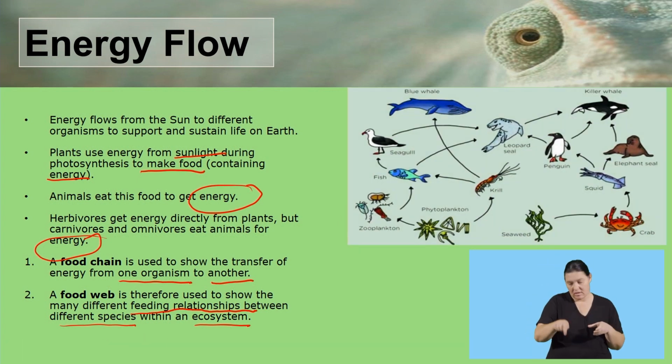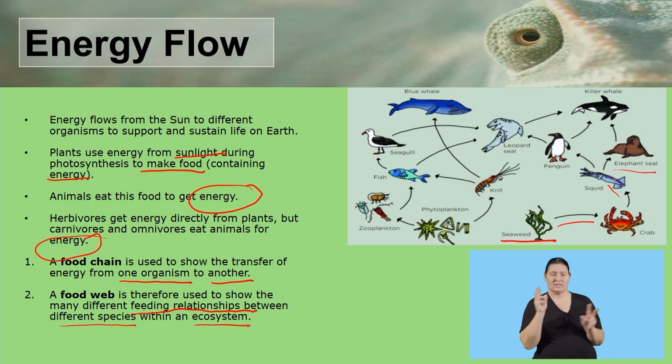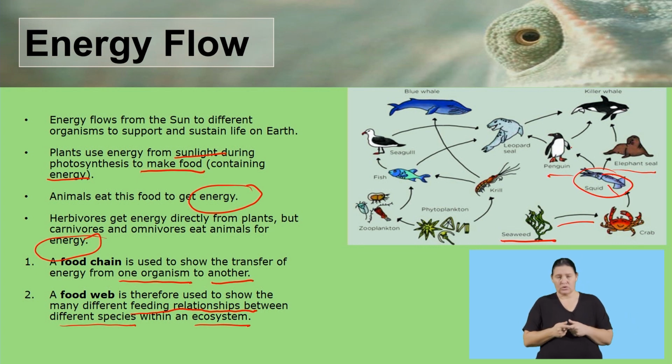For example, we are going to look at the seaweed over here. This seaweed is eaten by the crab. The crab is eaten by the squid. The squid is eaten by the elephant seal and also the penguin. So now one organism is eaten by two organisms. Then from there, we have the penguin being eaten by the killer whale, while the very same penguin is being eaten by a leopard seal. So now this very penguin is being eaten by different organisms. So a food web basically looks at different types of food chains that are put together or interlinked.